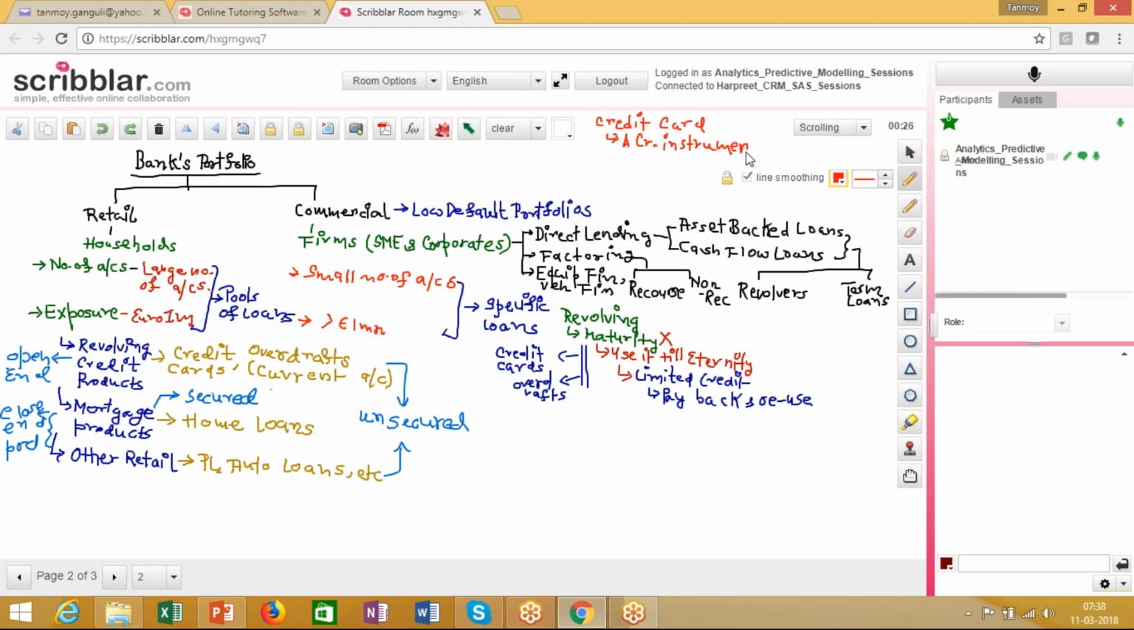Now what does this credit instrument do? This credit instrument promises you a payment of a certain credit amount. So it promises you a payment or a loan, so to say. If I am using my credit card, I am using a loan. I am taking the money, I am using it, and in turn, I'll be paying that money back to you after a given cycle. So obviously, a credit card is a loan.